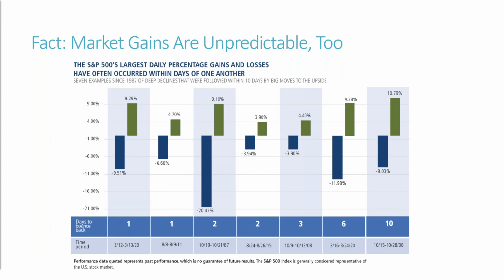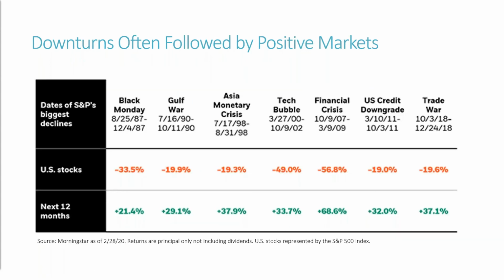It goes back to 2011. So most of these, the longest, if you look at 2008, it took 10 days to get that big move on the upside, but it's a very short period of time, and that's where volatility comes into play, because if the market's being volatile on the downside, there's going to be some volatility on the upside as well, and those are the days we don't want to miss out on. So again, important to stay invested.